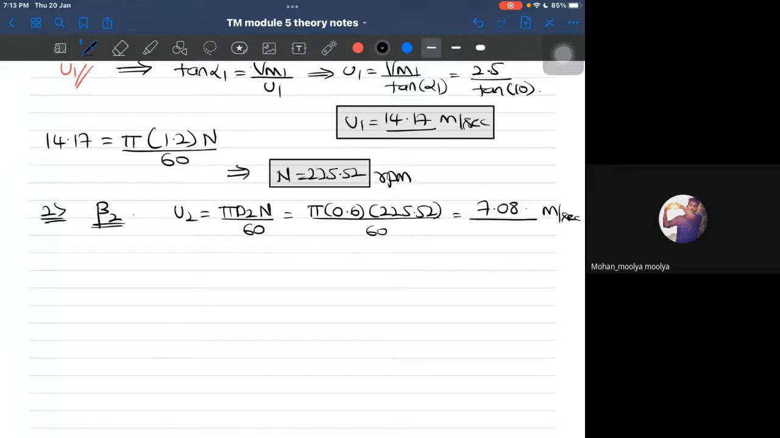Now, in order to get beta 2, I would apply tan beta 2. So tan beta 2 is opposite, which is Vm1, divided by adjacent. Just a minute.